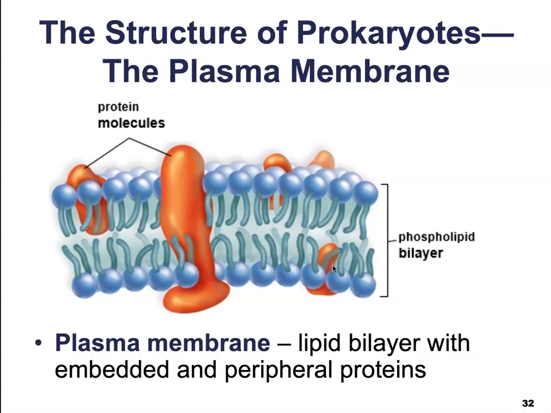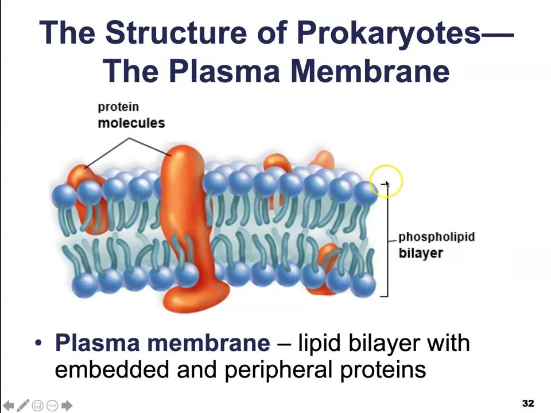So starting off with the plasma membrane. The plasma membrane is going to be a lipid bilayer that has both embedded and peripheral proteins. As we previously mentioned, this lipid bilayer is going to be composed primarily of phospholipids. And if you remember from our talk, we said that one region of the phospholipid is going to be polar and the other region is going to be nonpolar. Now the polar regions are going to have an attraction for water. They're going to be hydrophilic. The nonpolar regions will be hydrophobic.